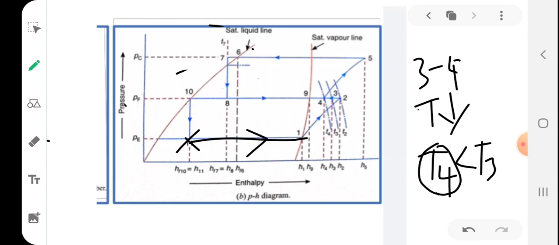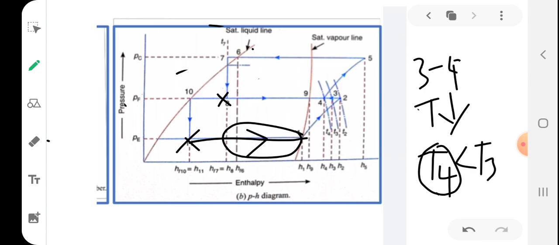So students, you should note that if the vapor and the liquid were not separated using a flash chamber, then the refrigerating effect you would have got is this much only.